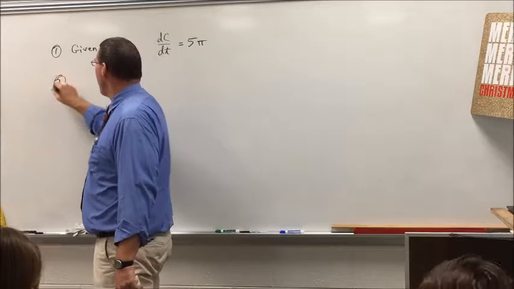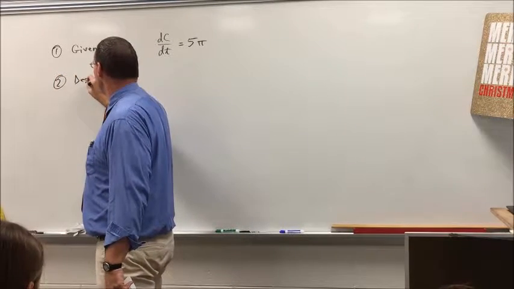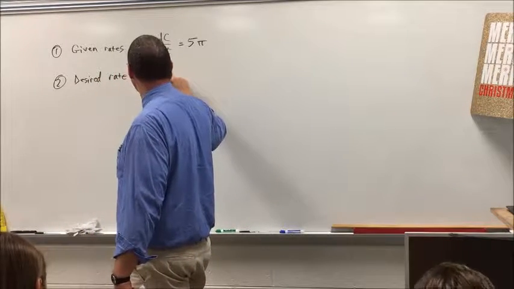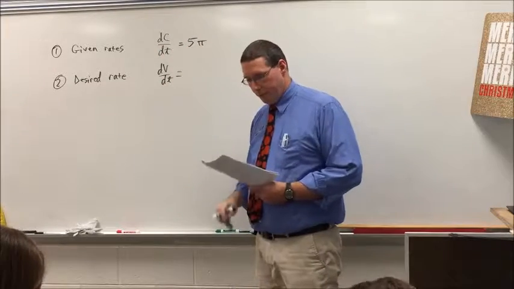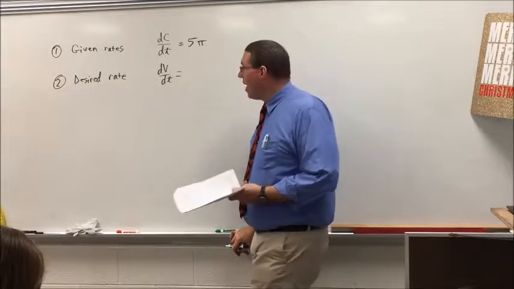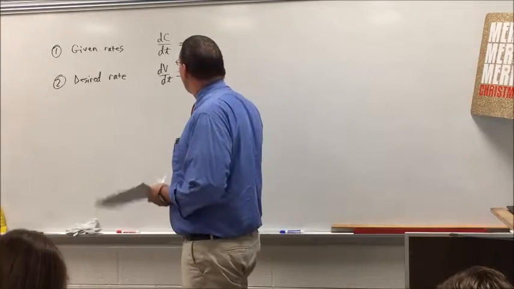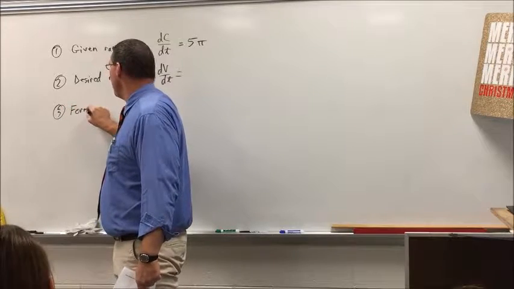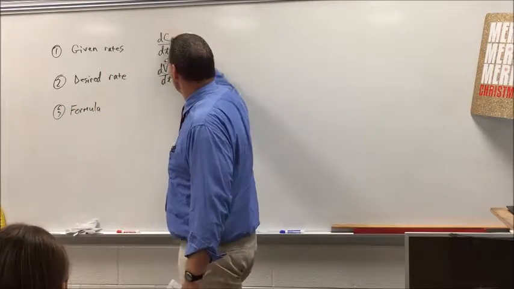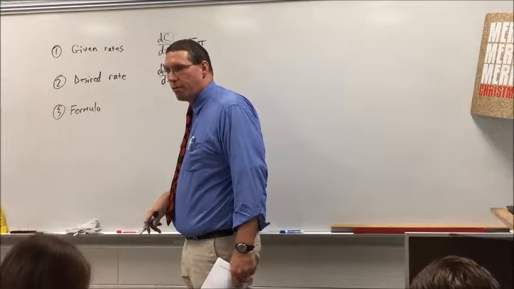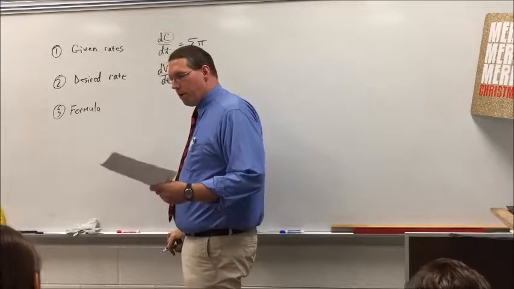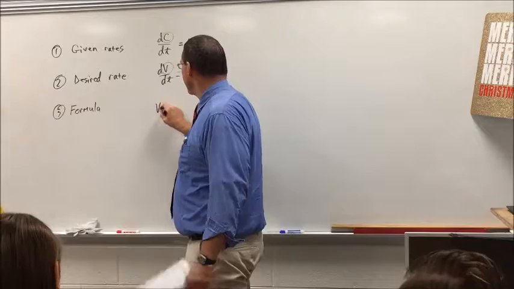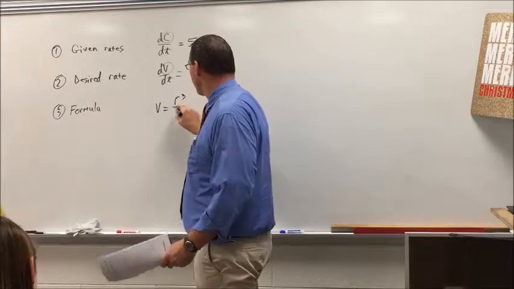Step 2 is identify the desired rate. What rate are you trying to find? We're trying to find dV/dt, because later in the question it says what is the rate of change in the volume. Then step 3 is you need some kind of formula that relates volume to circumference. Didn't they give us a formula here, but it doesn't relate volume to circumference? Yes, it says that volume is equal to r cubed over 3.